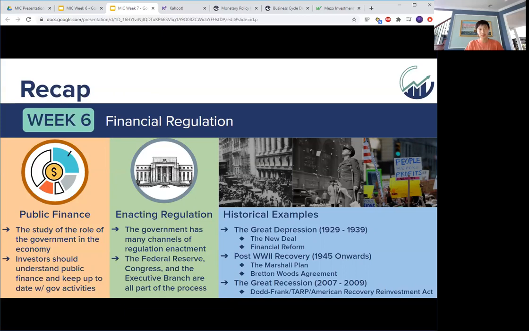The government has many channels of regulation enactment that each focus on different areas. The Federal Reserve, for example, is the central bank of the country and mainly focuses on maintaining economic stability. Congress is the legislative branch of the federal government and has the role of writing and passing laws. And finally, the executive branch has the role of carrying out the law with expertise. Understanding who has what responsibilities is crucial to understanding public finance, and we'll go back to the government structure today when we're discussing fiscal and monetary policy.